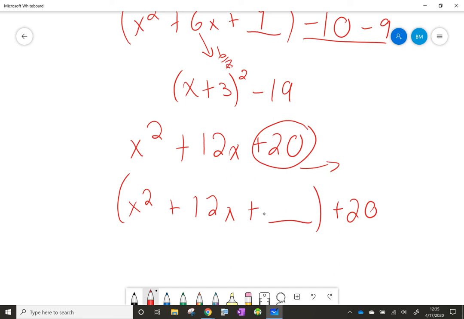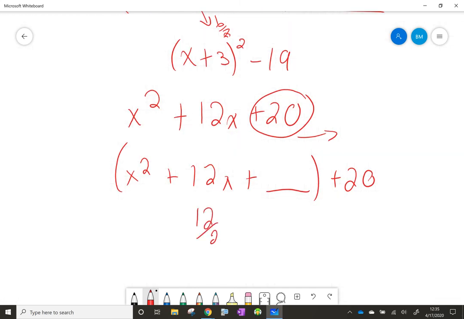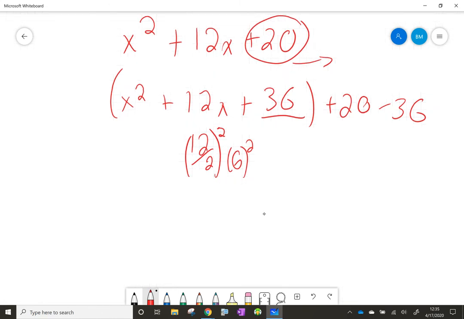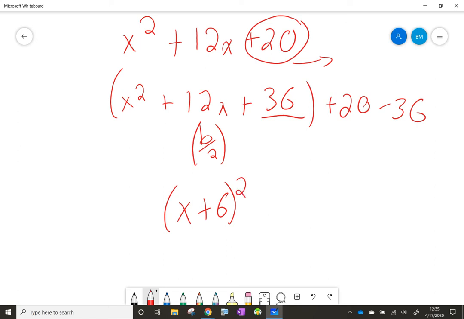So how do we get the c value again? Well, remember, we take half of 12 and we square it. Half of 12 is going to be 6. So 6 squared is going to make 36. So that's our new c value, which means we're going to have to take its twin brother, negative 36, and join it with the 20. So now when you write your final form, remember, half of 12 is 6. So we're going to have x plus 6 be our squared part, x plus 6 squared. And then on the outside, 20 minus 36 is going to become negative 16. So we combine all that to be negative 16.